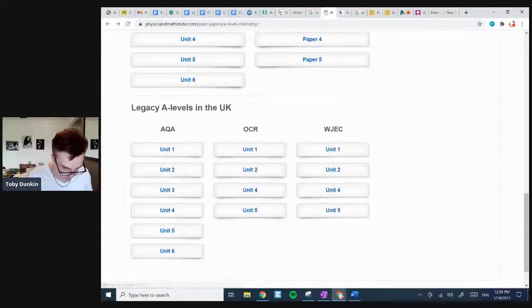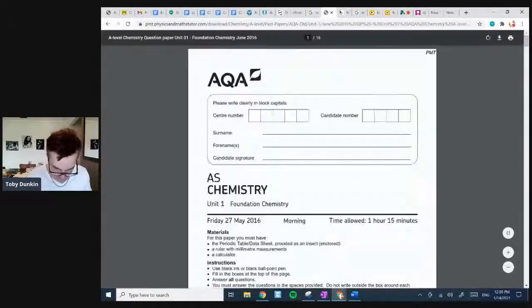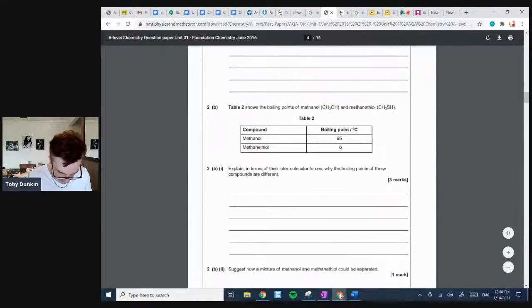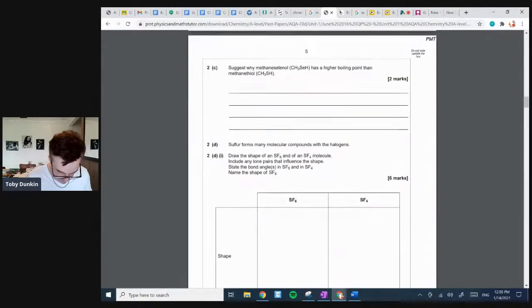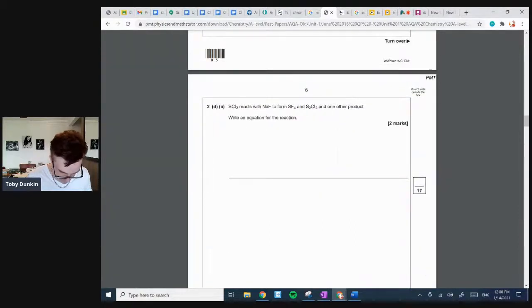I'm actually going to go to, I know where these are on AQA, but I don't know where they are on the Edexcel ones. It's just going to be easier for me to find one on this, I think. Probably. Let's see if I can find one. An equation.